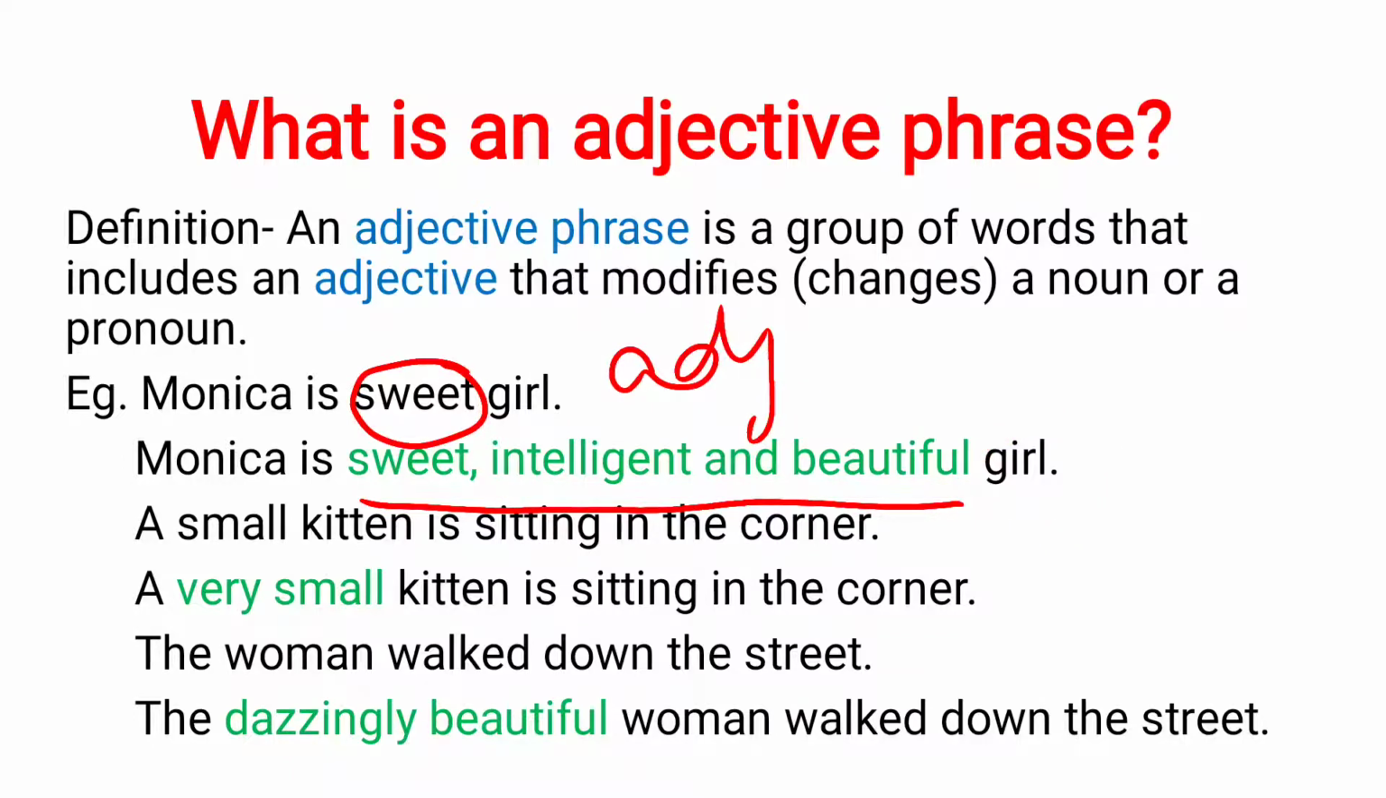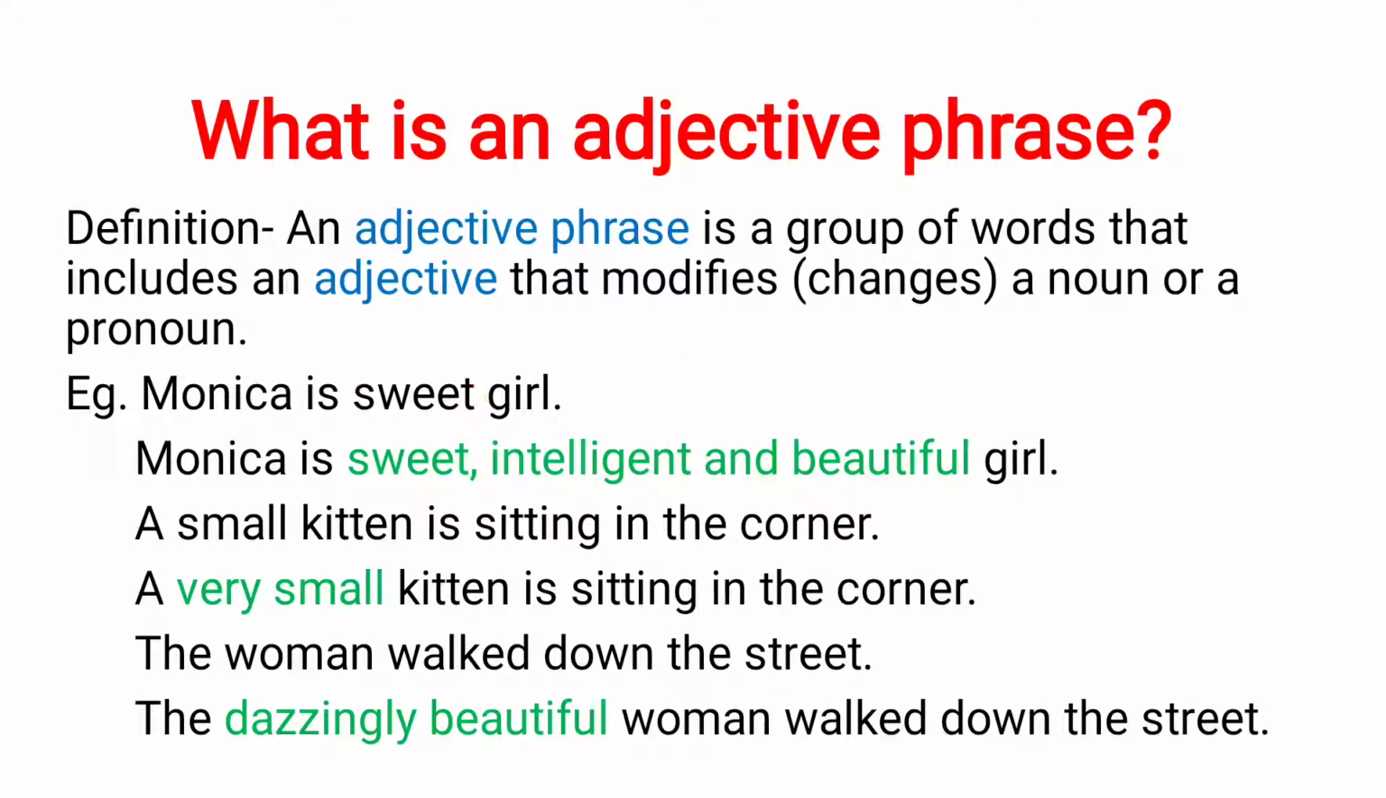Now, let us look at another example. A small kitten is sitting in the corner. So here basically we are talking about our noun kitten, and we have given the quality small. So here small is an adjective. But when we say a very small kitten is sitting in the corner, here very small is a group of words which is describing this kitten, and that is why this group of words will be known as an adjective phrase.